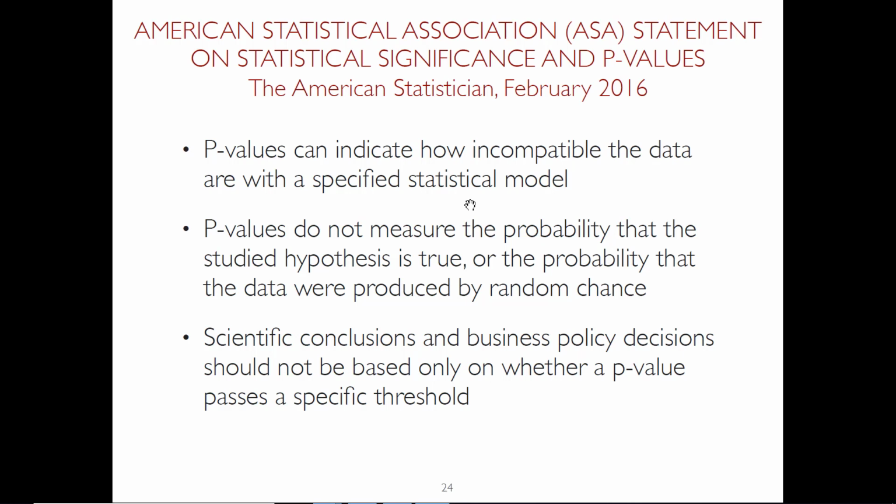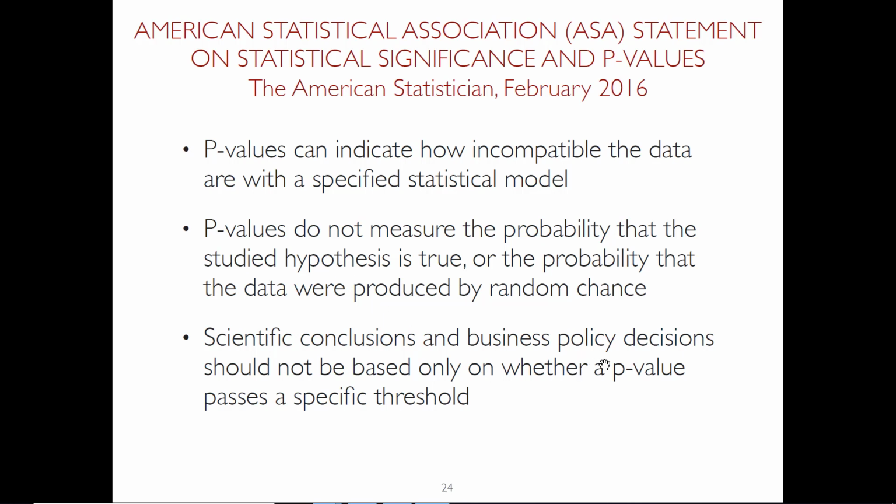Right? So our model said there is no difference between the two groups. The p-value says it's not compatible, because our signal to noise is too extreme for what we would expect to see. P-values are not a probability that the null hypothesis is true. It is also not a probability that the data are produced by random chance. It's really a measure of how extreme our data are with respect to what we expect to see. But it's not a probability that the null hypothesis is true.